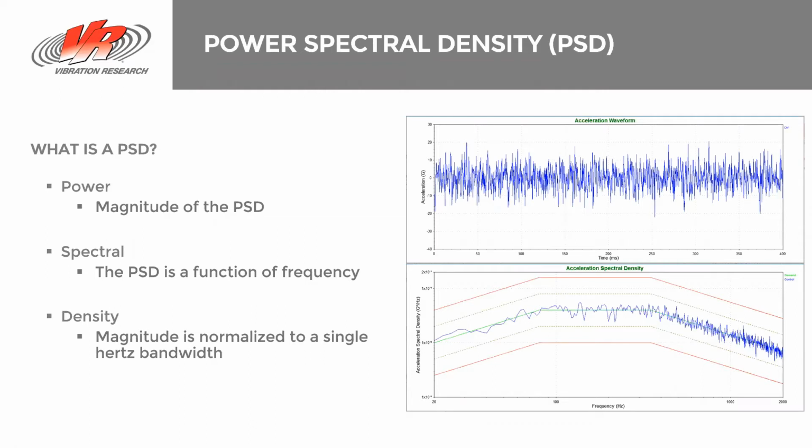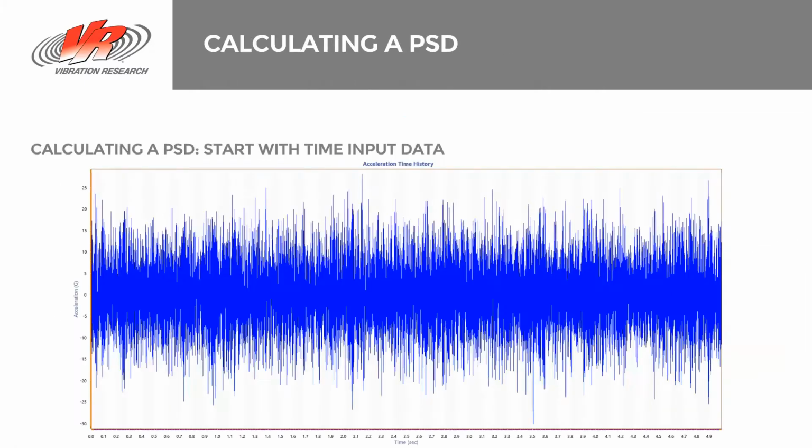So if we were going to run a very simple random test from field data, one way we could do it is just doing a PSD of that data. The way to calculate it is we first start with the time domain data. For example, here's 5 seconds of data from some random vibration.